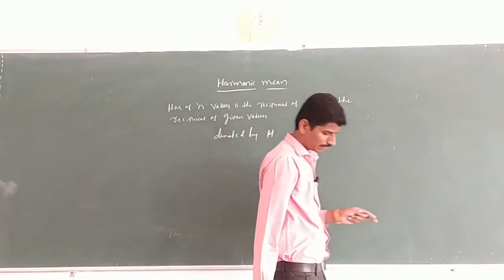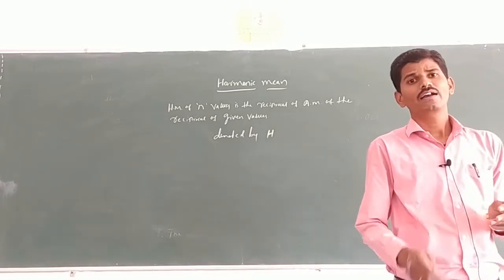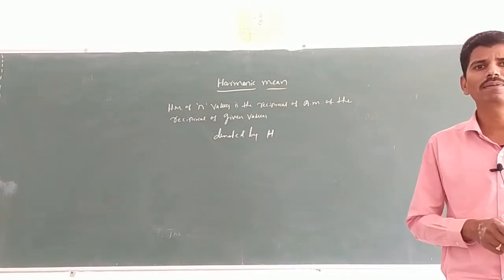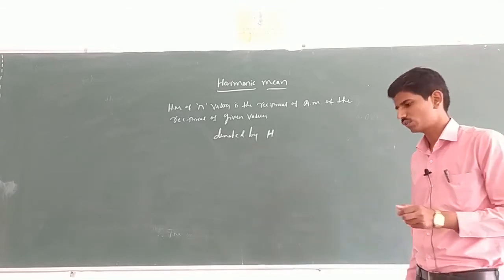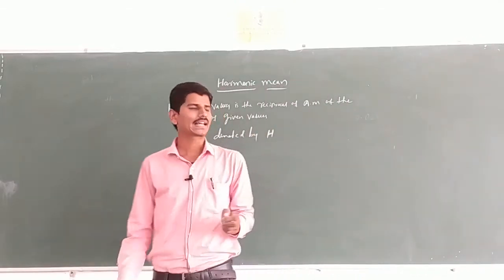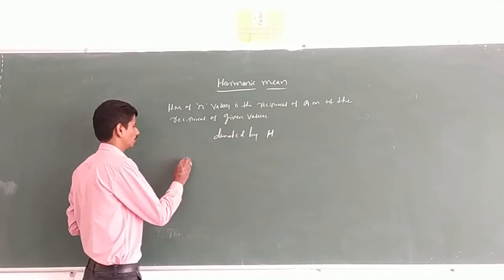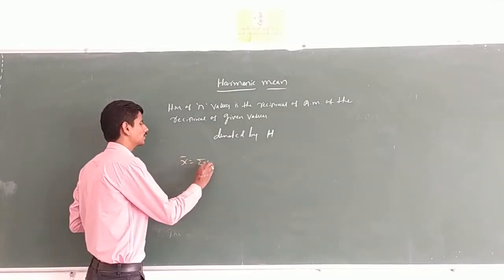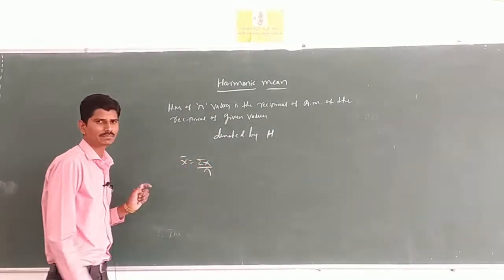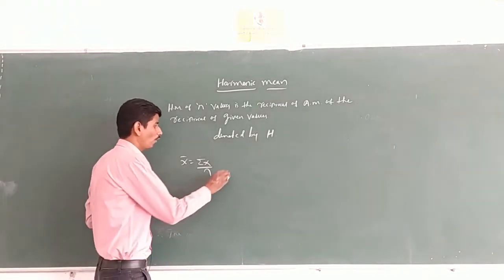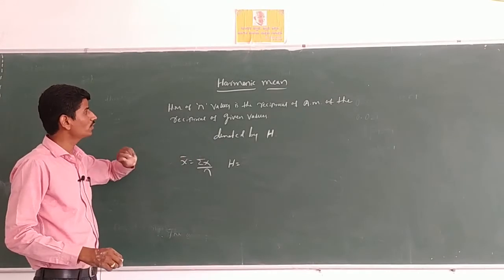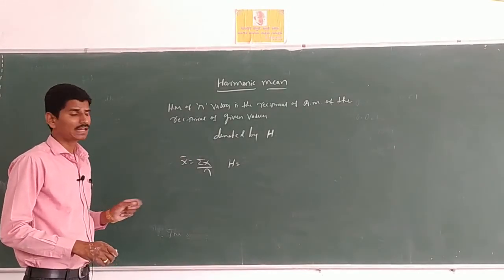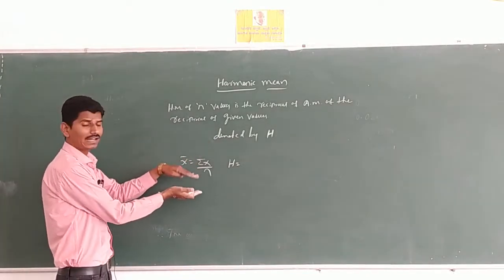What is the harmonic mean? It is the reciprocal of the arithmetic mean of the reciprocal of the given values. What is the arithmetic mean? x bar equals sum of x by n. Harmonic mean of n values is the reciprocal of the arithmetic mean. Reciprocal means reverse.